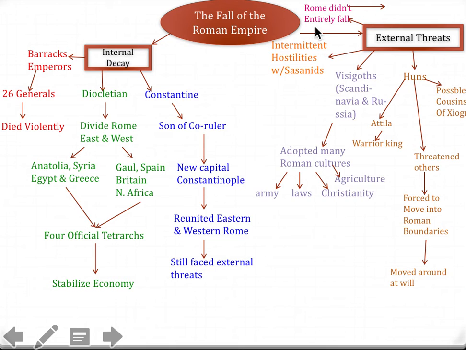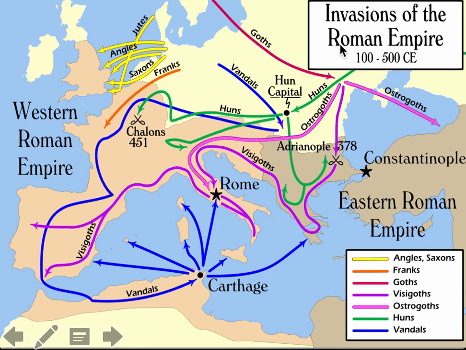So it's important to note that Rome didn't entirely fall. In fact, the Byzantine in the east will survive. And just so you get an idea of what happens, this is a good map of the invasions of the Roman Empire. What will end up happening is all this light-colored area will dissolve. This part of the Roman Empire will end, and it'll break up into a bunch of little kingdoms and monarchies and things like that.